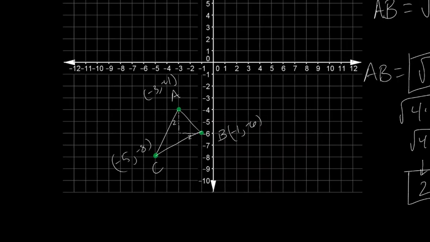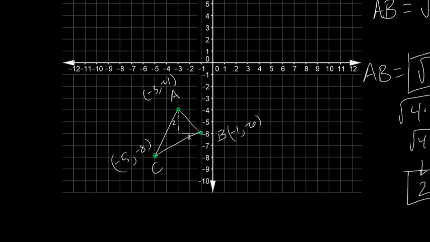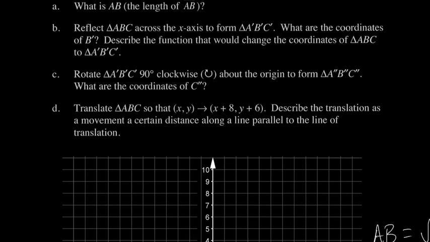So now they're going to ask us to do some transformations with this. The first thing part B says is reflect triangle ABC across the x-axis to form a new triangle, triangle A prime, B prime, C prime. And it says, what are the coordinates of B prime, and also describe the function that would change the coordinates of ABC to the coordinates of A prime, B prime, C prime.